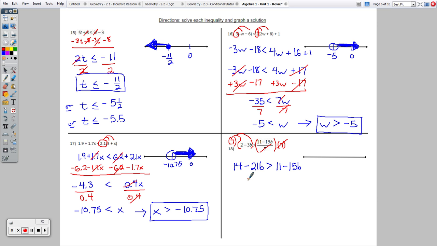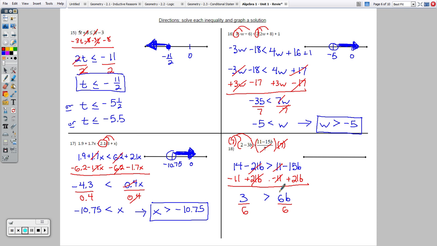If I added 21b, that would keep my variables positive. I like to do that, so this is gone there. Subtract 11. That gets rid of my integers on the other side. This would be 3, and is greater than, this would be 6b. If I divide both sides by 6, there's no sign flippage with that.